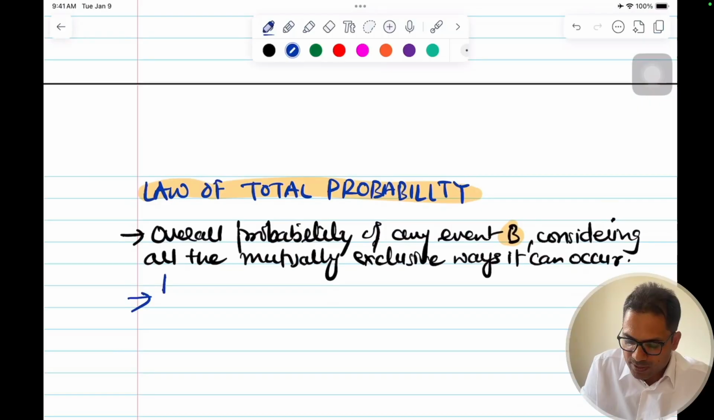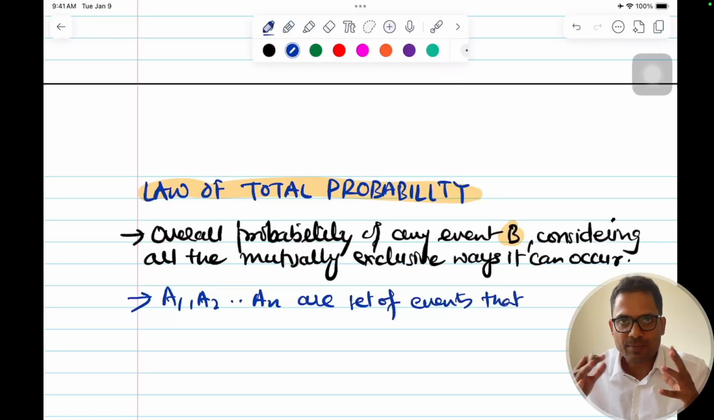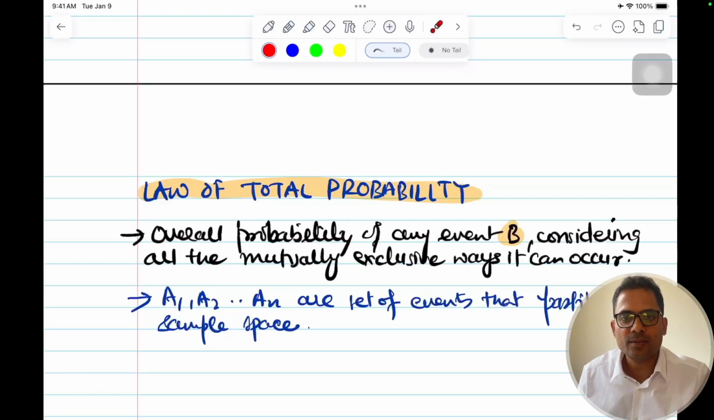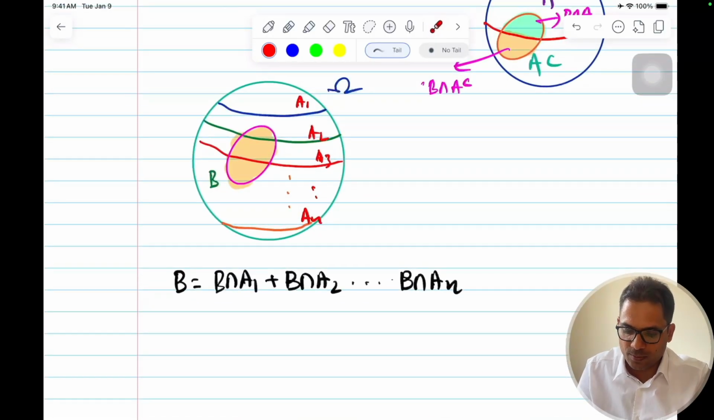These are the parts of the sample space, right? What do we say about A1, A2 till AN? Our set of events that will make parts, or partition, the sample space. What can we say about these parts also? Whatever the parts of A1, A2, A3, these parts are also mutually exclusive, and the sum of all these parts will form my sample space.